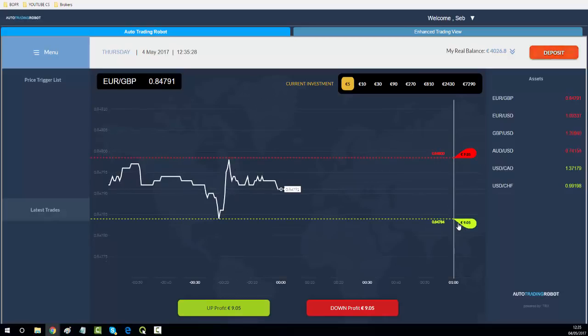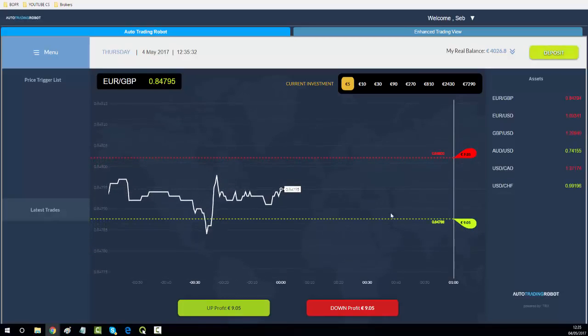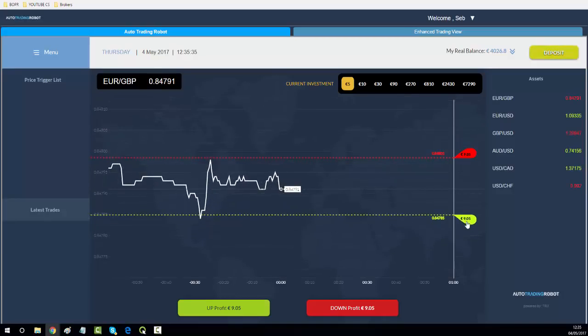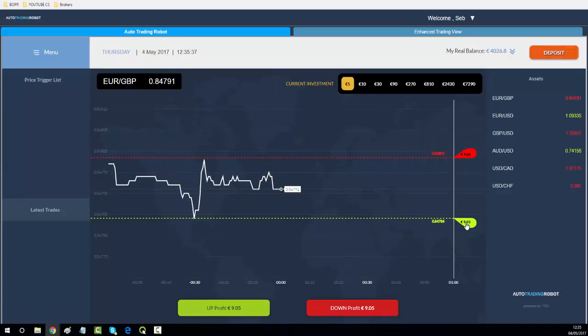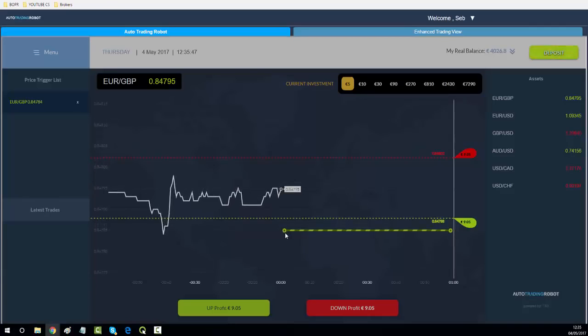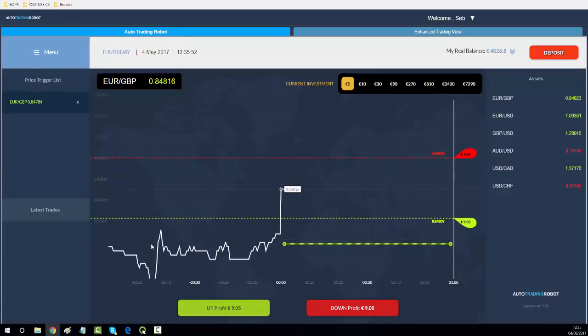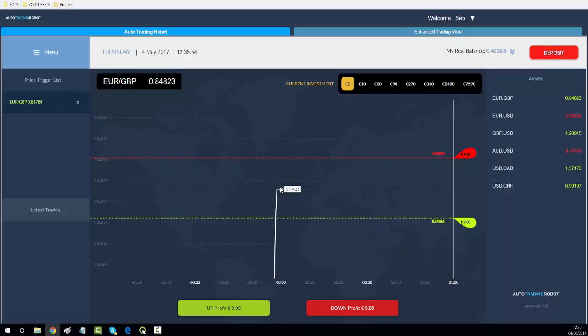So if I was to think it's going to bounce back when it hits this low point here, as you can see where my mouse is, I would put the green there. I can see then it's at 0.84784. I would click on it, I would click on open price trigger, 0.84784, and then I'll just click OK, and then there you go. There's my line there. When it hits that bottom line, it's going to bounce back up, just like it did here. And that's just fluctuated upwards, so I'm going to take that away, because I did not expect that to happen. I'll tell you that right now.